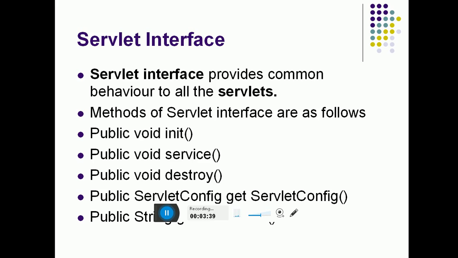ServletConfig getServletConfig. ServletConfig is an object created by the web container for each servlet to pass information to the servlet during the initialization process. And the next method, the String method, returns information related to the servlet, such as the writer, the copyright, the version, or any such information related to the servlet, obtained through getServletInfo.